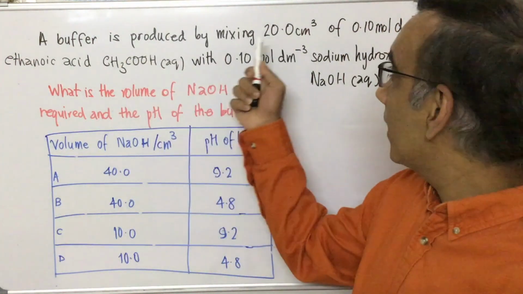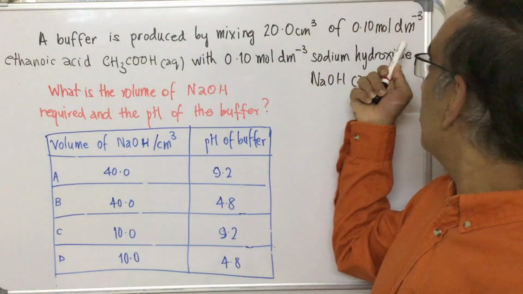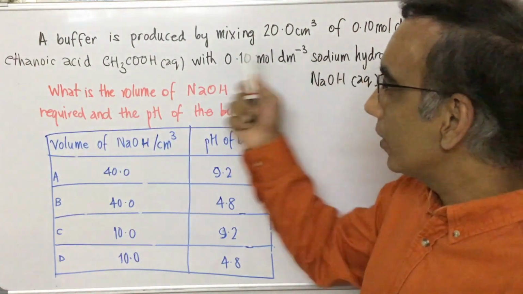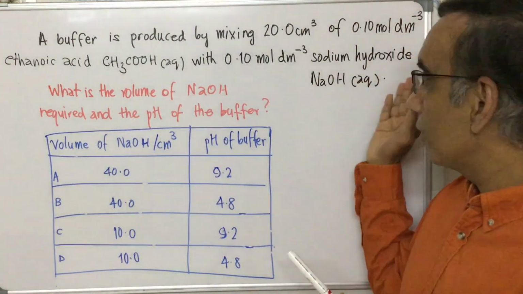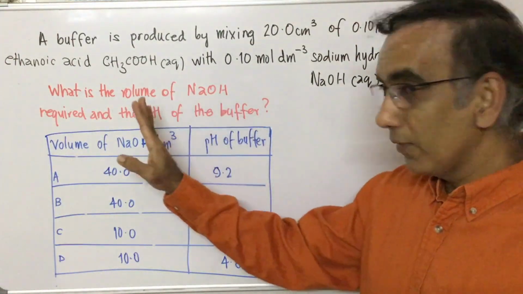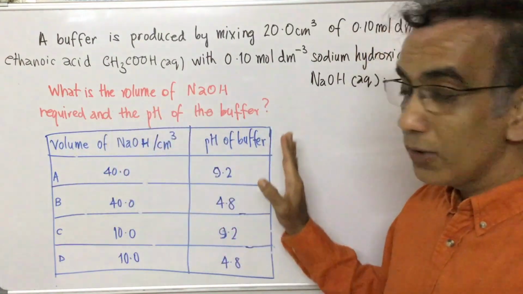A buffer is produced by mixing 20 cm³ of 0.10 mol per dm³ ethanoic acid with 0.10 mol per dm³ sodium hydroxide. What is the volume required and the pH of the buffer?